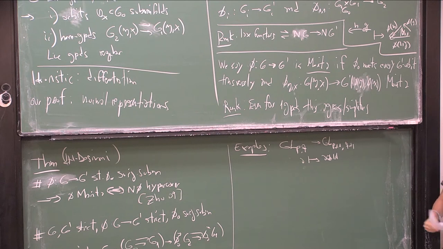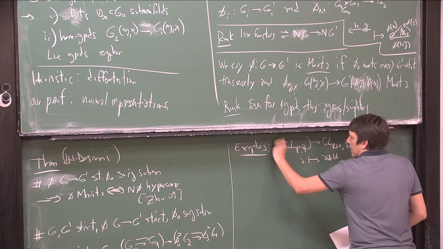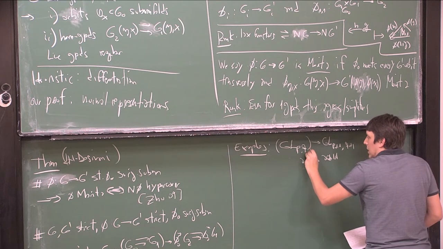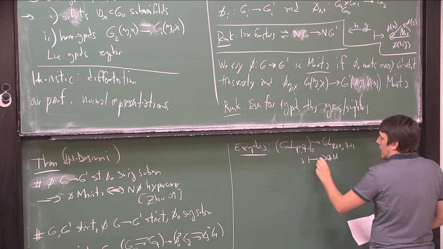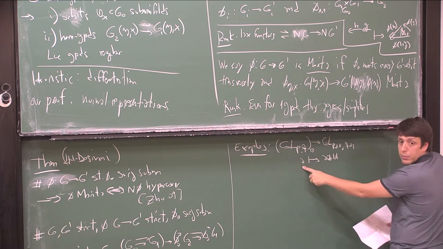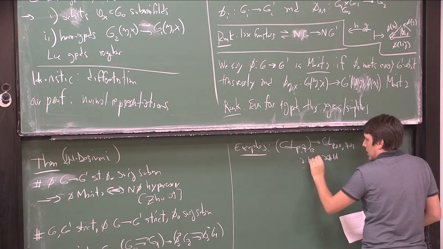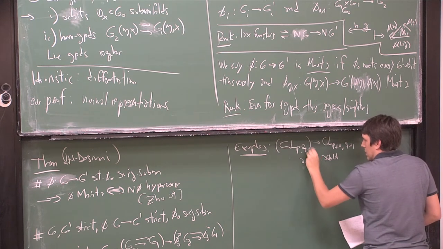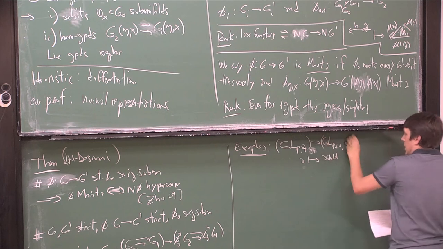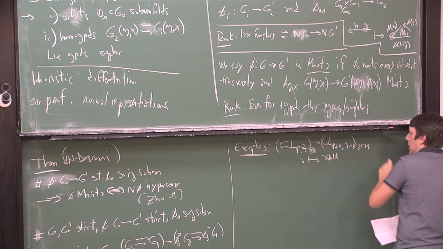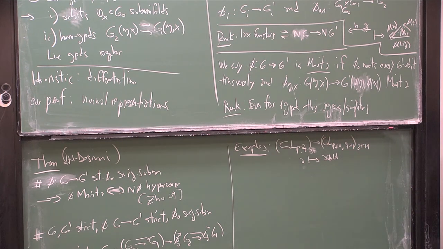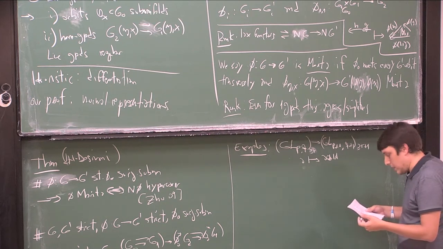But more in general, if you put here an open where the rank of the differential is greater than R, and here greater than R plus one, then it's an equivalence. It meets transversely every orbit and is locally Morita.